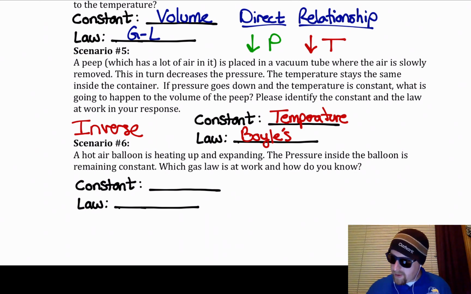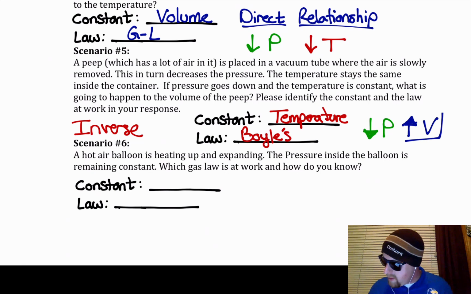So the first thing we know that's going to happen here is that there's going to be a decrease in pressure. And because this is an inverse law, that automatically corresponds to an increase in volume. So in theory, the PEEP should get larger.